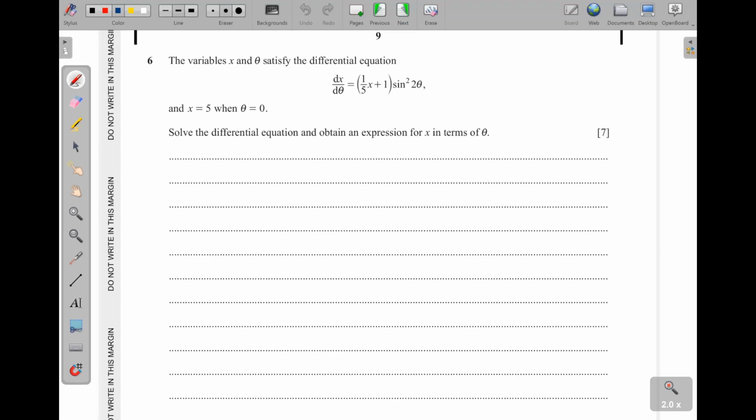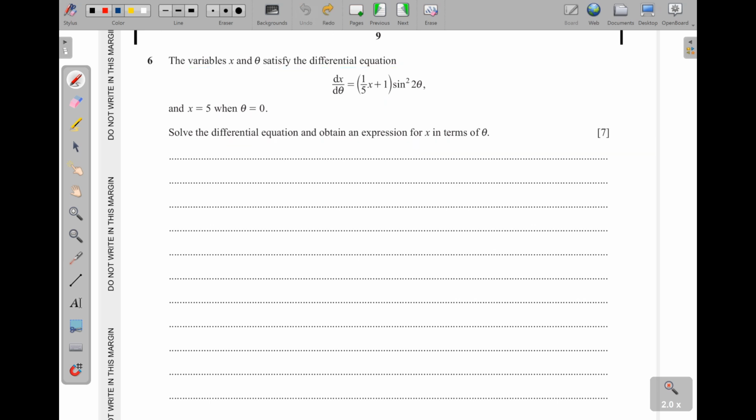Question 6 is coming from differential equations. They are saying the variables x and theta satisfy the differential equation. This one here, where x is equal to 5 when theta is equal to 0. So solve the differential equation and obtain an expression for x in terms of theta.